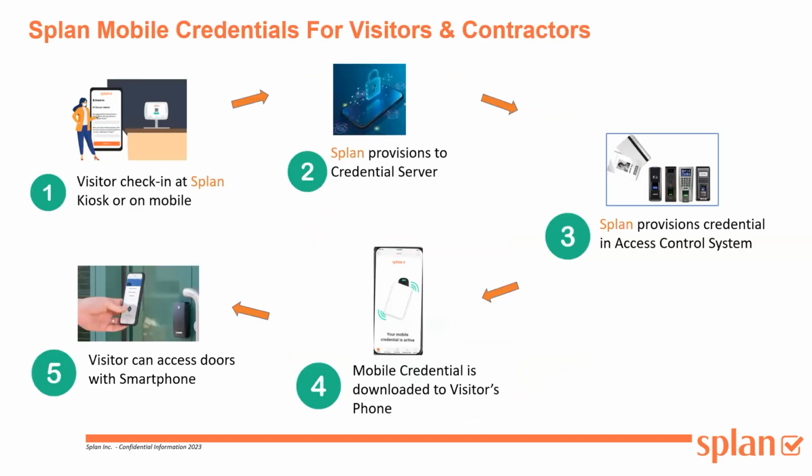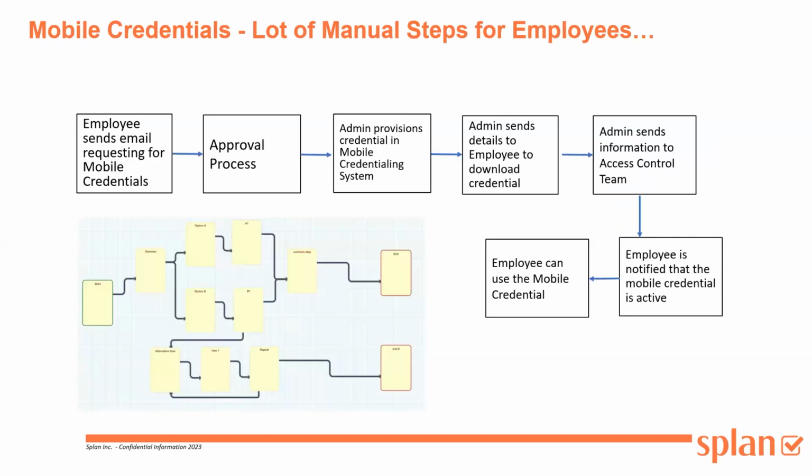And here's the quick automation of how quick this can happen for your visitors and your contractors. And Splan is a visitor management platform. So the visitor checks in at the kiosk. Splan then provisions the credential to the credential server. We then provision to the access control. The app is downloaded by the visitor. In an immediate issuance of that credential in step 5, they've now got access doors and an access level for whether it's a day pass, an hourly pass, they now have access into the building. It is that simple and it is that automated, right?